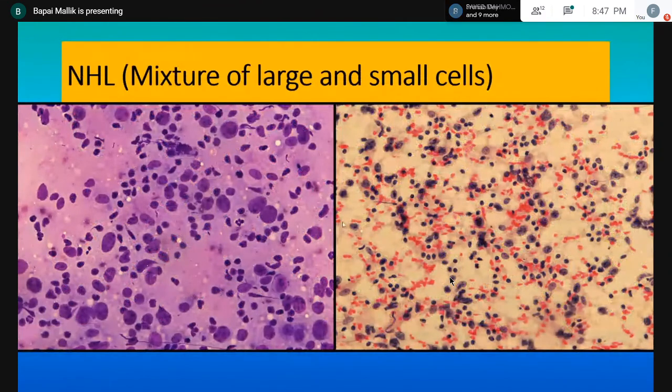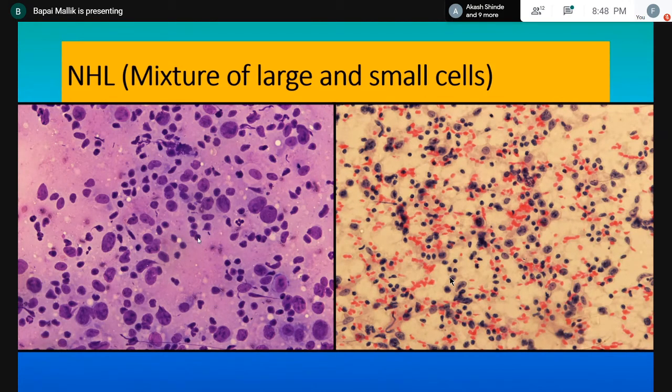Here is a situation where you have a mixture of large cells and small cells. Once again, depending on how sure you are, you can directly call it NHL, possibly some kind of partial involvement, but rarely, or otherwise, you can just call it suggestive. Okay.